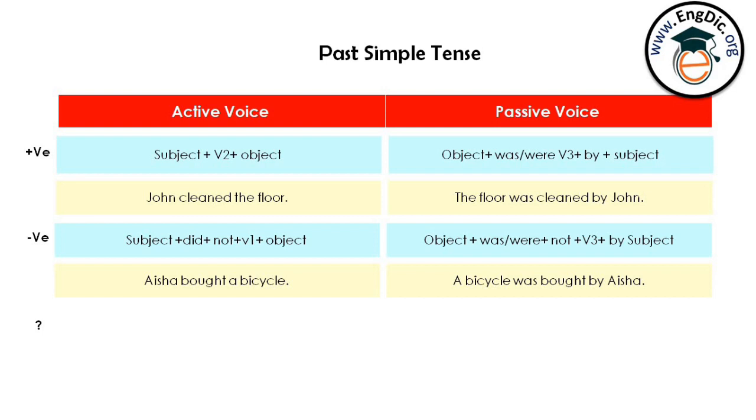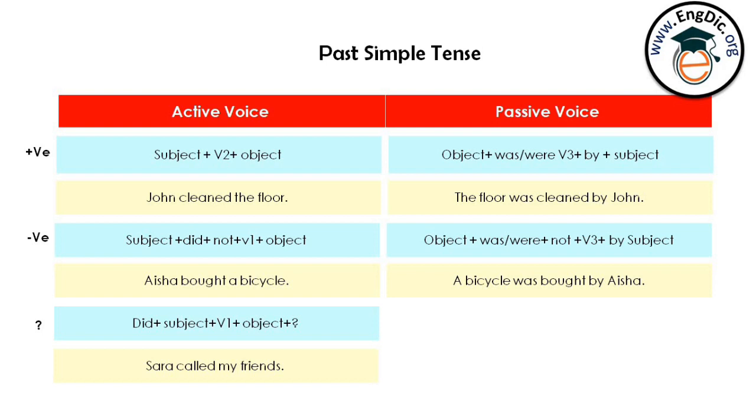Moving towards the interrogative sentence, the active voice is did, subject, first form of verb, object, and the question mark. Did, subject, first form of verb, object, and the most important question mark. For example, did Sarah call my friends? Question mark. We have put did, the subject Sarah, first form of verb call, object my friend, and then the question mark.